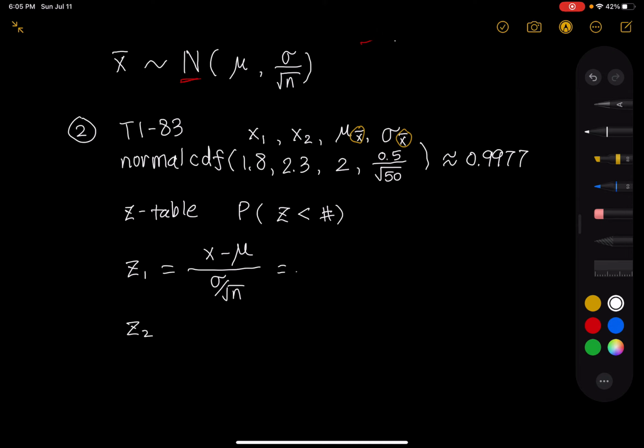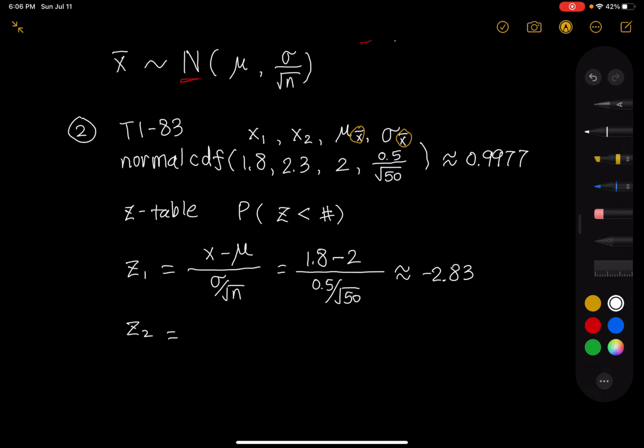So now we plug in the numbers. We have 1.8 subtract 2 divided by 0.5 over square root of 50. And you need to understand how this is calculated. Okay, you need to know how to enter this into the calculator correctly in order to get the correct answer for the z-score. And for z-score, we round it to 2 decimals because that's all the table can give us. The accuracy is up to 2 decimals. So that is negative 2.83. So make sure you carry the negative sign.